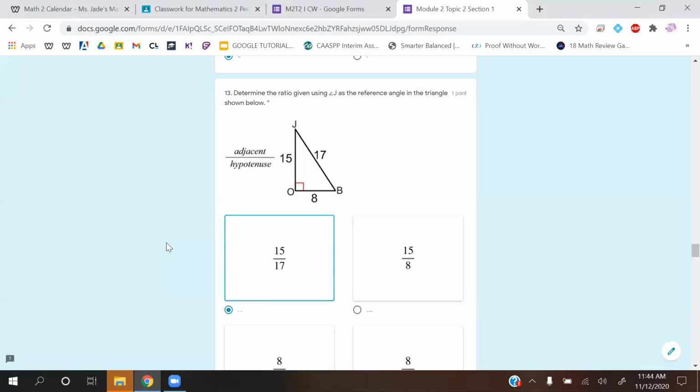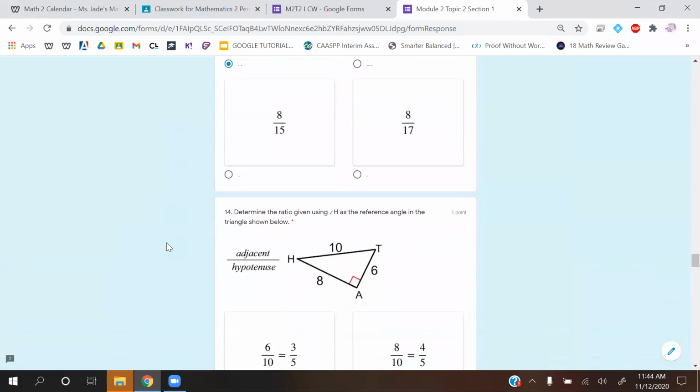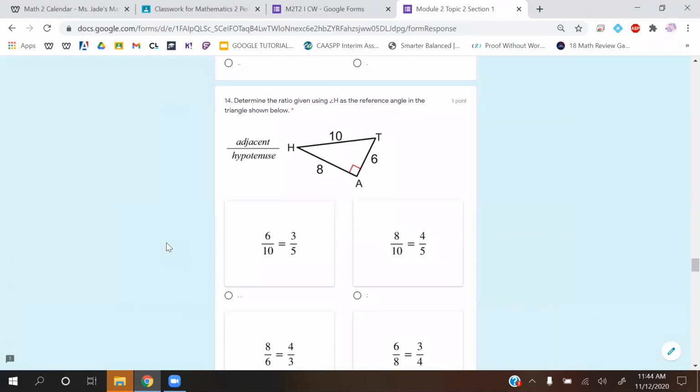Okay, let's go to number 14. Number 14 says, determine the ratio given using angle H as the reference angle in the triangle shown below. Okay, so let's circle our reference angle. It's this one. We want the adjacent over the hypotenuse. So on the top, we want the adjacent side. What is adjacent to angle H?